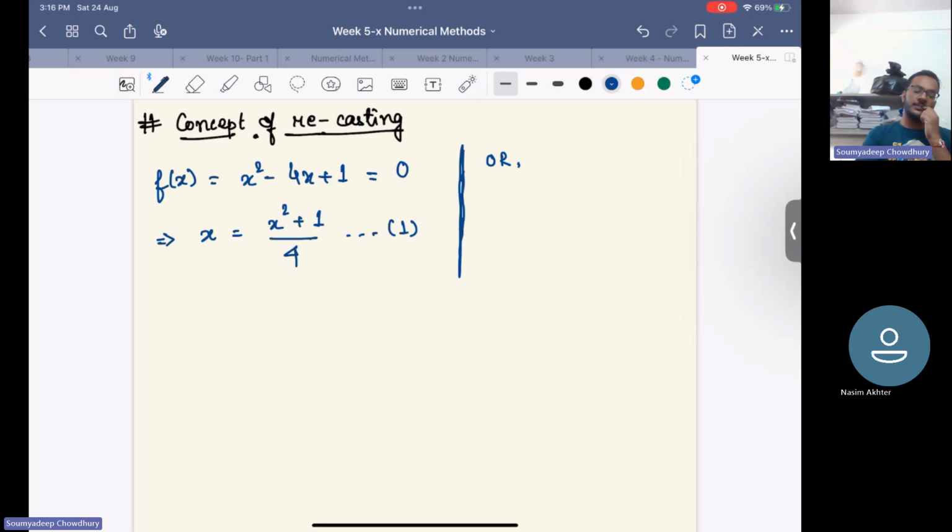So x equal to that thing we have to express. One way I told is we can take the 4x, and move x square plus 1 to the other side of the equation, and then we can find x equal to x square plus 1 by 4. So how else can we express it?